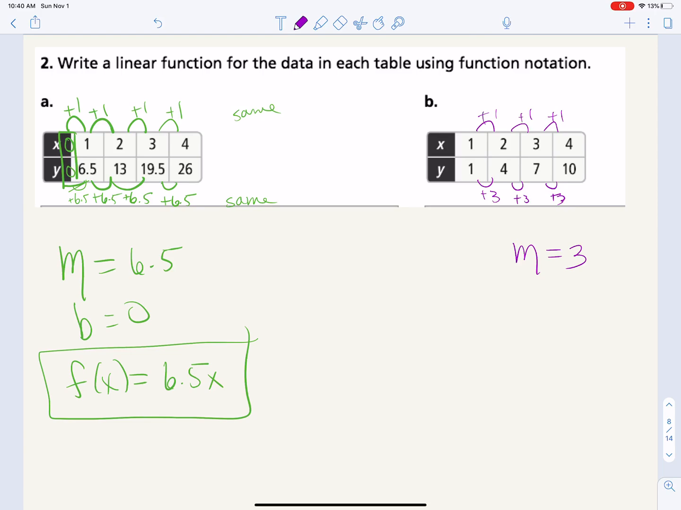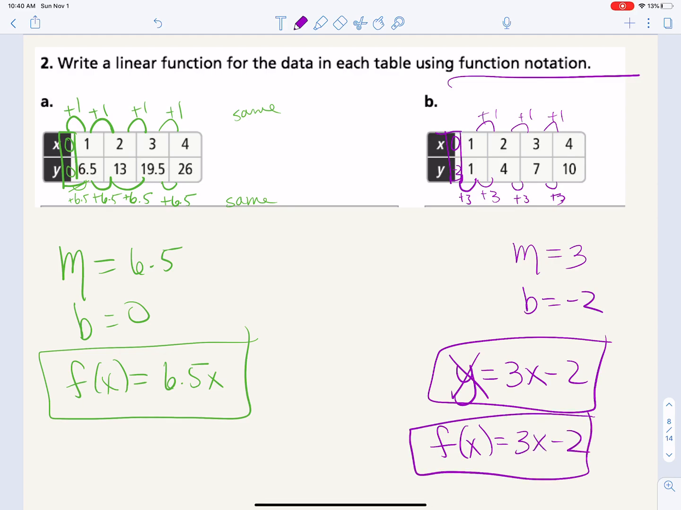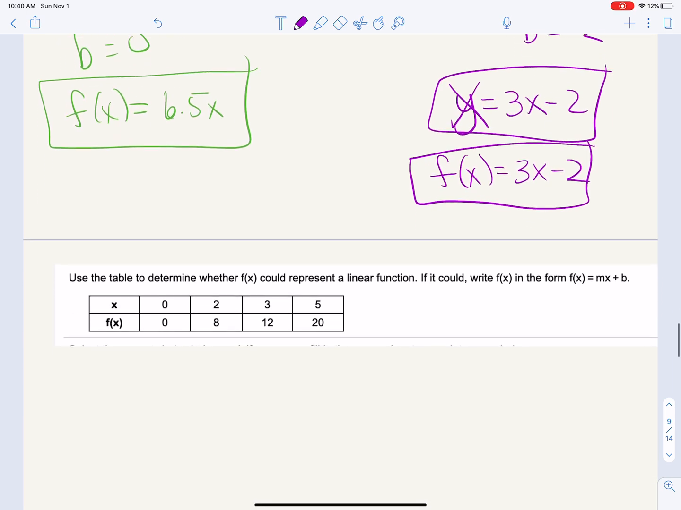And for my y-intercept, I need to see where x is 0. So I'm making a spot for 0 on the table. That means to go backwards, 1 minus 3 would be a -2. So my y-intercept is a -2. y equals 3x minus 2. Oops, and they want function notation, so f of x equals 3x minus 2. It's such a default to write y equals, but when they want function notation, definitely give it to them in that.